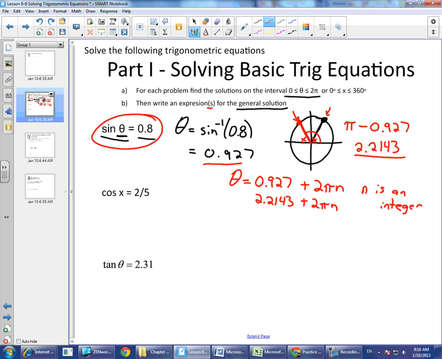Now this next one is pretty much the same thing, but I'm dealing with cosine. This time, notice I'm using an x variable, and my x interval is in degrees. So I'm going to use inverse cosine.